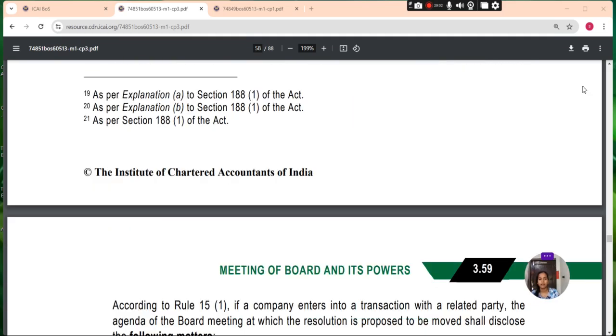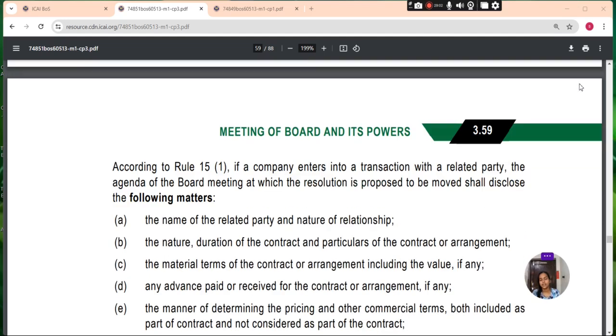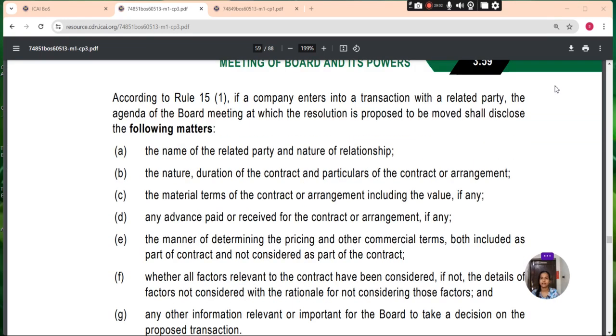After that, according to Rule 15, if a company has entered into a transaction with a related party, then the agenda of the board meeting at which the resolution is proposed to be moved shall disclose the following matters.